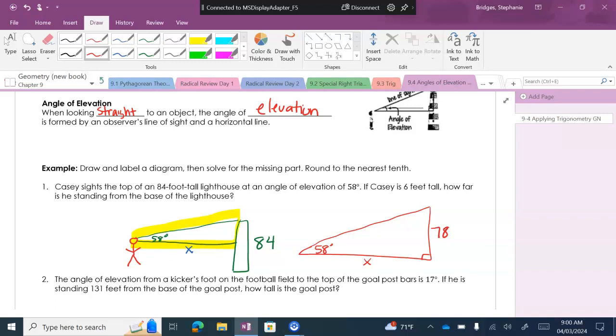Now, we're going to do exactly what we did yesterday. Look at your picture. Determine if you are supposed to do sine, cosine, or tangent based off of the sides that you have labeled in your triangle. Okay, the red triangle, not the picture with the person in it. Do you have opposite? Do you have adjacent? Do you have the hypotenuse? Determine which ratio you're going to use.